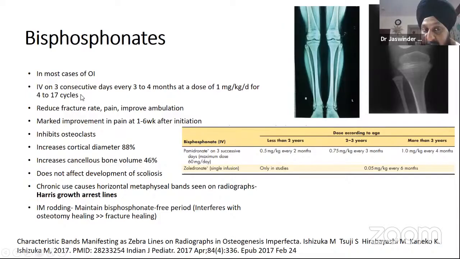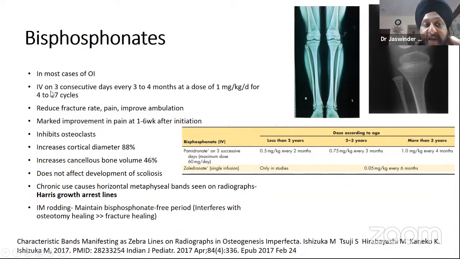So this slide is important. You should be remembering this slide, okay? And bisphosphonate is not used only in osteogenesis imperfecta, but in many other conditions. So for children, whenever we are giving bisphosphonate, this is the dosage and this is the drug we are giving.